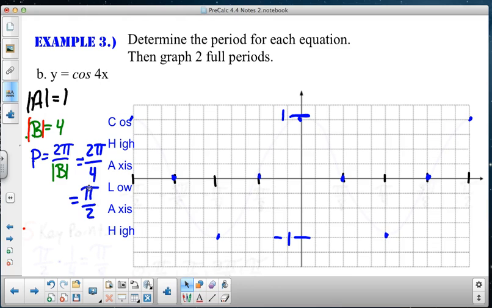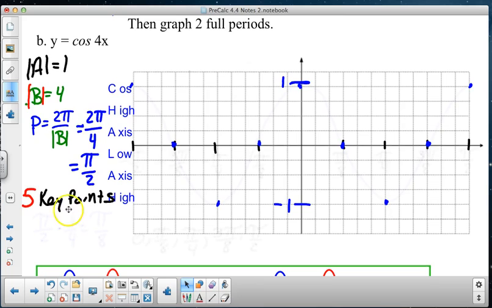Okay, so now I'm going to break my graph up into pi over 2's, but be careful about this. I need 5 key points, and I'm going to start by dividing my period into 4 equal parts. Well, to do this with a fraction, I'm going to multiply by 1 over 4. Multiplying by 1/4 is the same as dividing by 4. So now I have pi eighths. So I'm going to go 0 and pi over 8, 2 pi over 8, which is the same as pi over 4, 3 pi over 8, and then 4 pi over 8, which is the same as pi over 2.